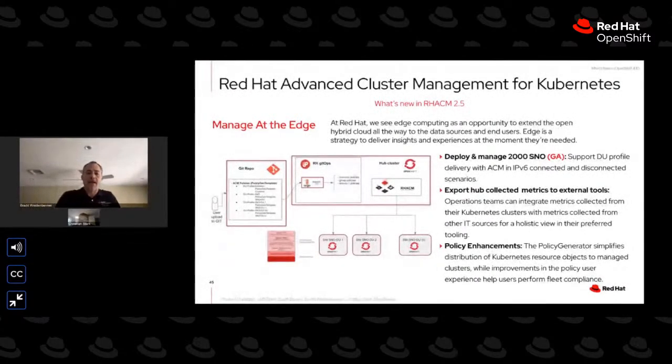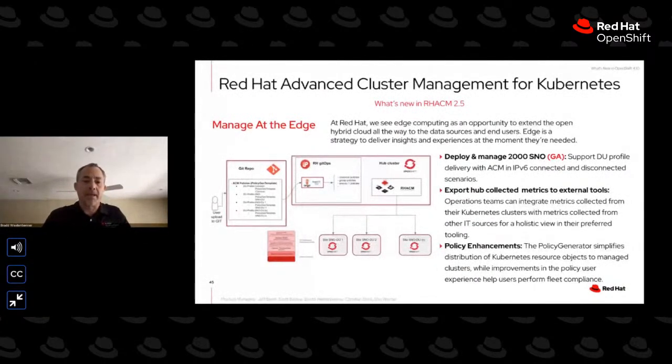And with Red Hat Advanced Cluster Management for Kubernetes at the Edge, we're excited to announce GA of the capability to deploy and manage 2,000 single node OpenShift, that's SNO. And we're doing this in connected and disconnected scenarios. We've tested out in the disconnected, we validated 150 millisecond round trip times and 0.02% packet loss. And that's helpful for those far edge scenarios.